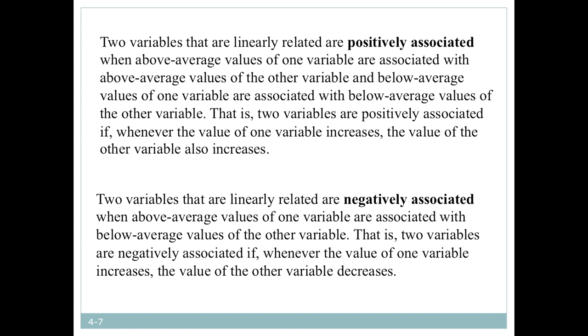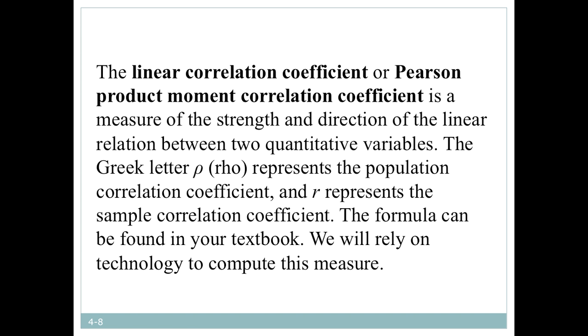Now, negatively associated is pretty much the exact same thing, except opposite. So if the value of one of the variables increases, the value of the other variable is going to decrease. Or we could say that above average values of one variable are associated with below average values of the other. That would be a negative association.